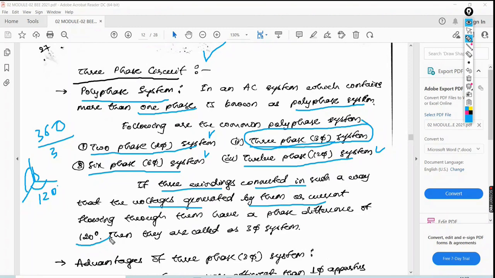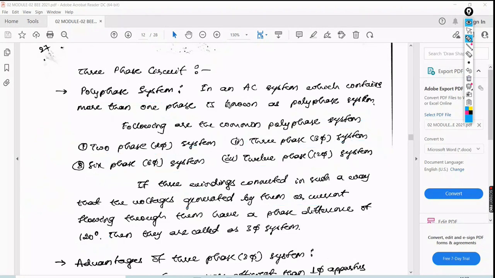There we are going to make use of 3 windings, which ought to be connected in order to cause 120-degree phase displacement. What is that phase displacement? How will it occur? Everything I will discuss. Remember the polyphase system: what is the meaning of polyphase system, then the types of polyphase system. This is most important. This will also be repeated in the examination.